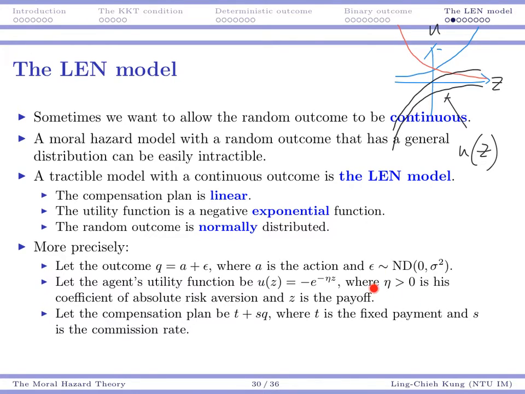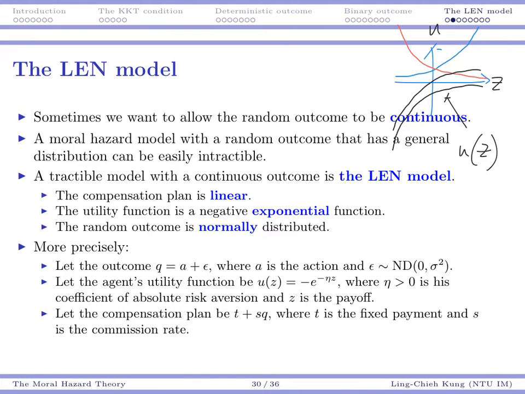Here we have a coefficient called eta. Eta determines the shape of the function. Okay, so we say eta is the coefficient of absolute risk aversion. One thing we will say is that if eta is becoming larger, then the agent becomes more risk averse. Or if eta becomes 0, then actually this reduces back to a linear function. Then when eta is 0, that means this customer is risk neutral.